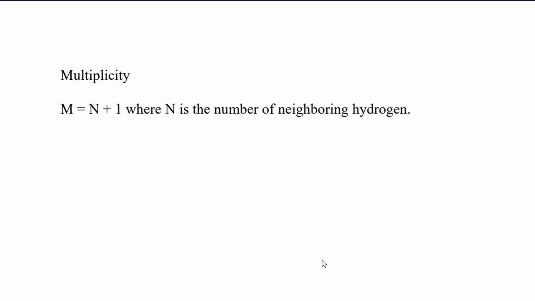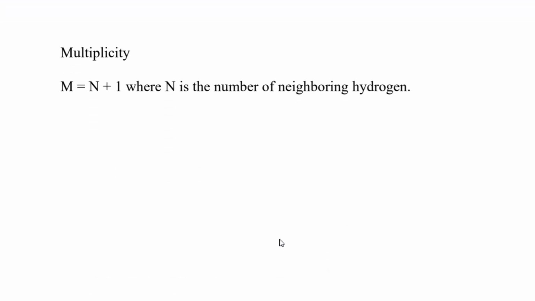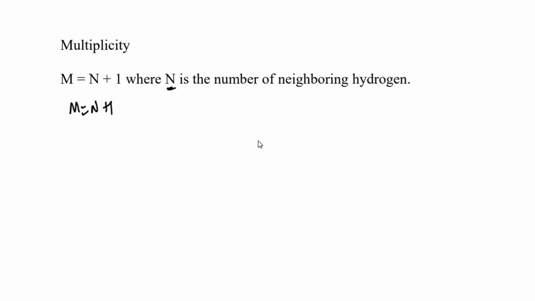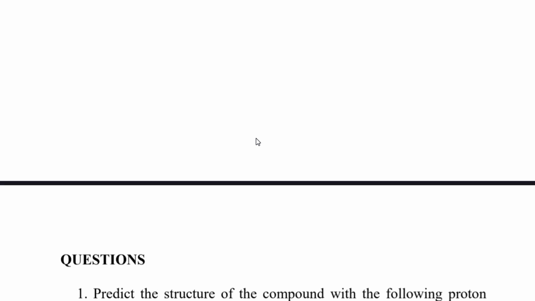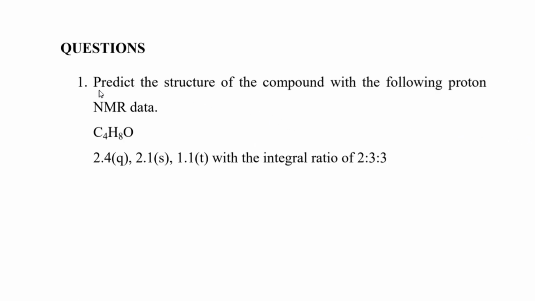So now let's talk about the multiplicity. So multiplicity is basically m equals n plus 1, where n is the number of neighboring hydrogens. Alright, so looking at this question, predict the structure of the compound with the following proton NMR data.